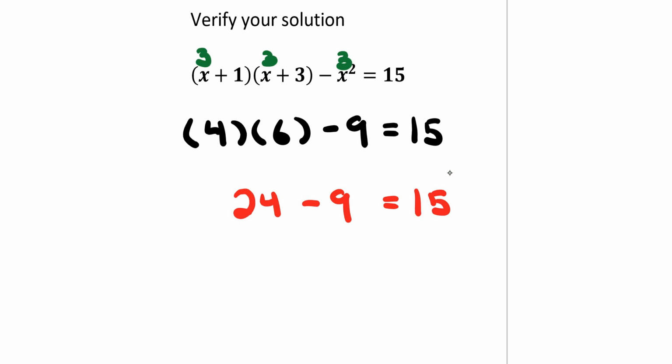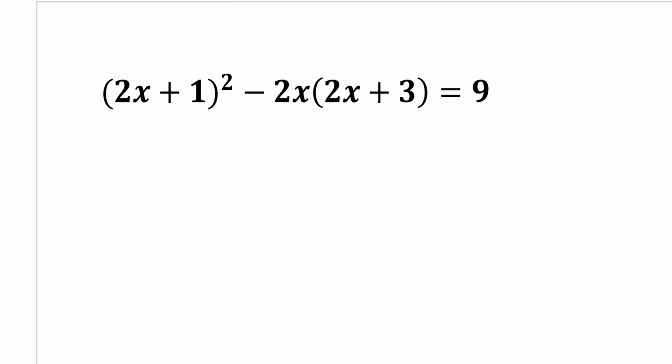So that should be it for this one. So 24 minus 9, yeah, so we get 15 equals 15. And that's it. That's how you can verify your answer there. Okay, let's keep on moving along.